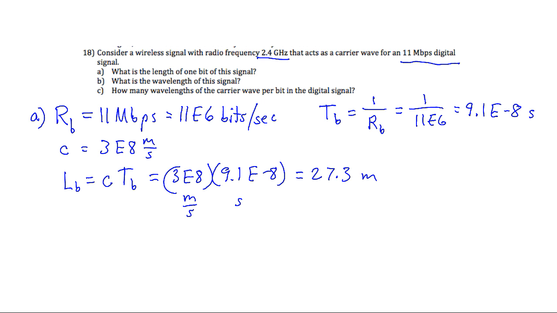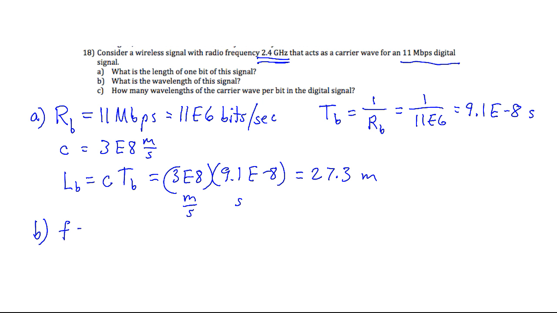So the wave went 27.3 meters during the time it took to have one bit. Okay, and that's what we call the length of a bit. For part B, what is the wavelength of this signal? Well, now we're talking about the wave, the electromagnetic wave.